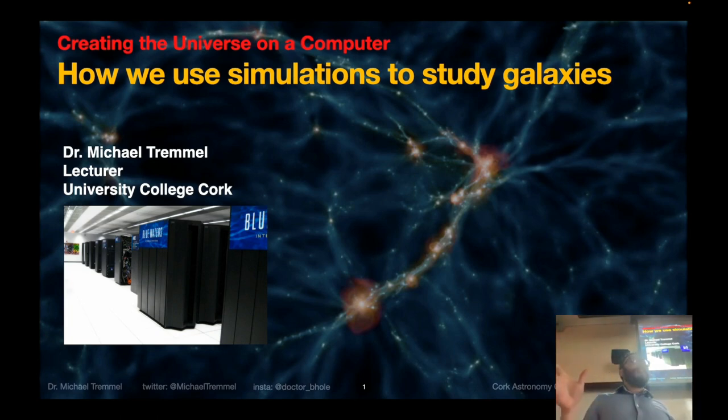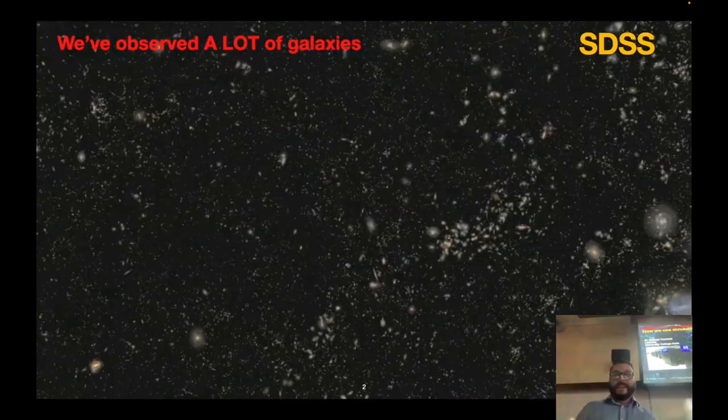So my goal today is to introduce you to this field of astrophysics that you may not be as familiar with, of using computer simulations: why we do them, what kind of things we have learned, and how they play a role in our overall understanding of galaxies and the universe. So I'll start with some observations.